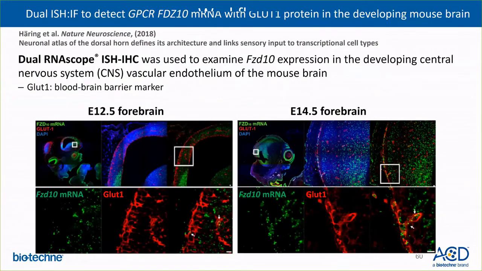This is an image again from Herring et al., and what we are seeing here is that they have combined RNAscope with IF, where they have used a GLUT1 antibody combined with their RNA detection. GLUT1 is seen in red.